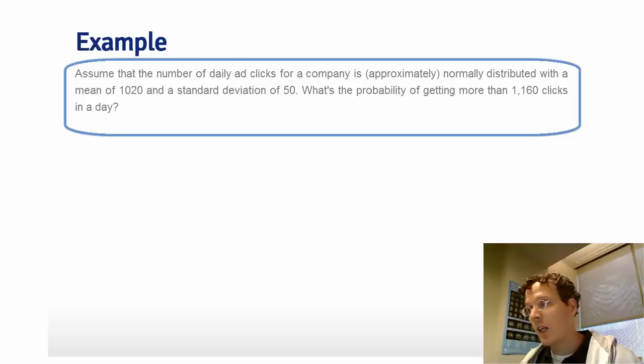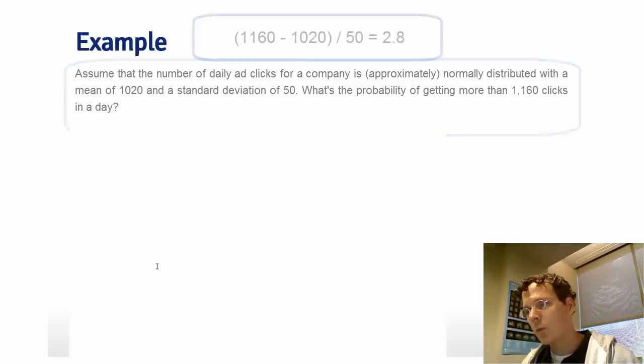Assume the number of daily ad clicks for a company is approximately normally distributed with a mean of 1,020 clicks per day and a standard deviation of 50 clicks per day. Let's assume that days are a random sample of days, and that if we're talking about a specific day, it's a draw from this general distribution. What's the probability of getting more than 1,060 clicks on a given day?